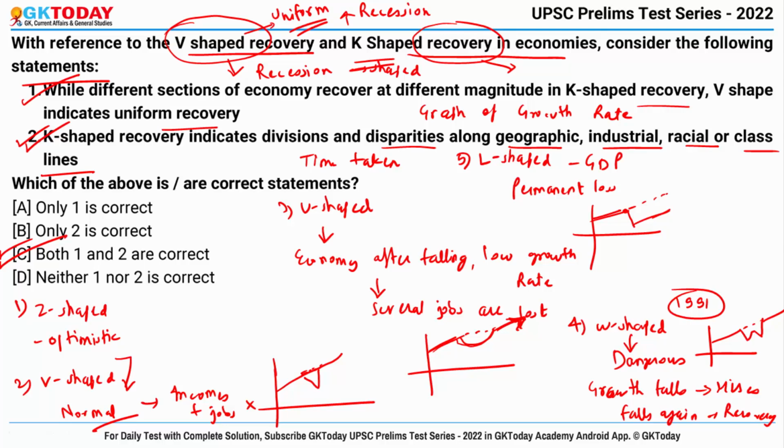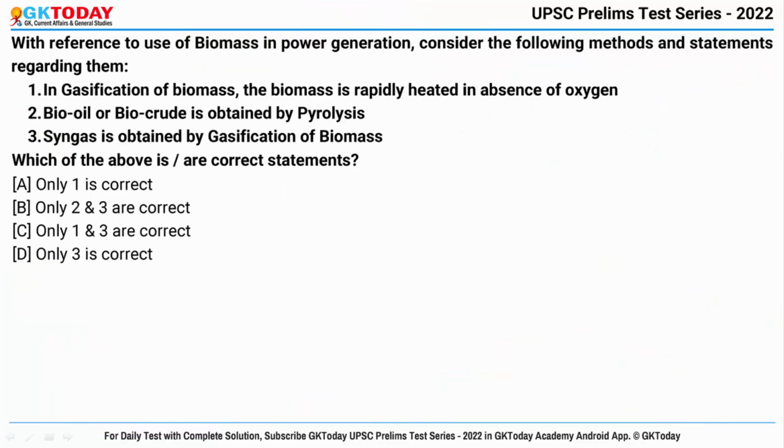Okay, talking about some of the examples. The example of V-shaped recovery is the 1920-21 depression in USA recovery. Okay, and K-shaped recovery example is first wave of COVID-19. Fine. Now next question. With reference to use of biomass in power generation, consider the following methods and statements regarding them.